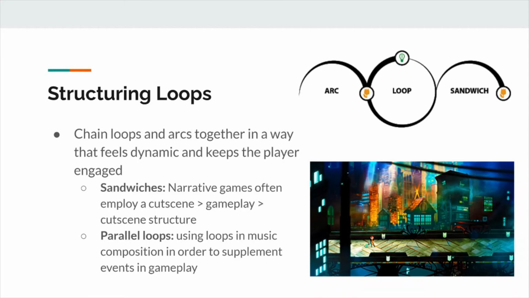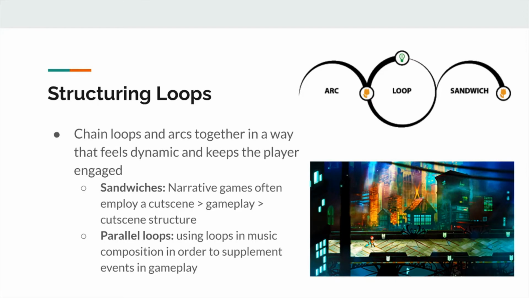So how do you structure loops? Here are some common ways to construct them. Sandwiches are when you move back and forth between cutscenes and gameplay. These are often seen in narrative games as they help convey a lot of information while breaking that information up with gameplay. Another example of loops is parallel loops, where you use loops in music to supplement events in gameplay.